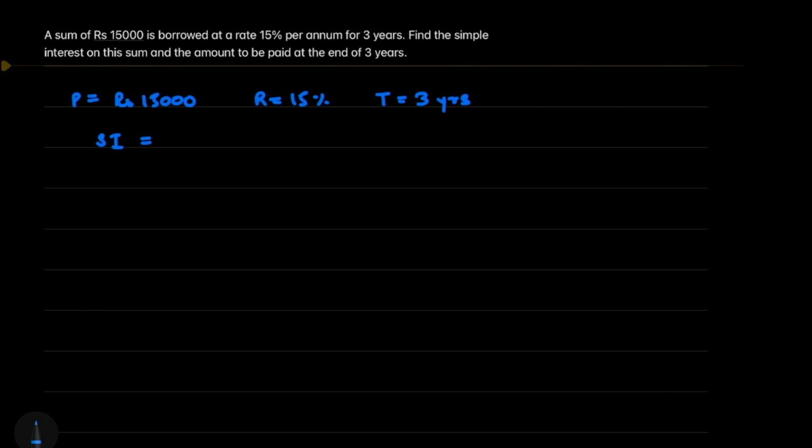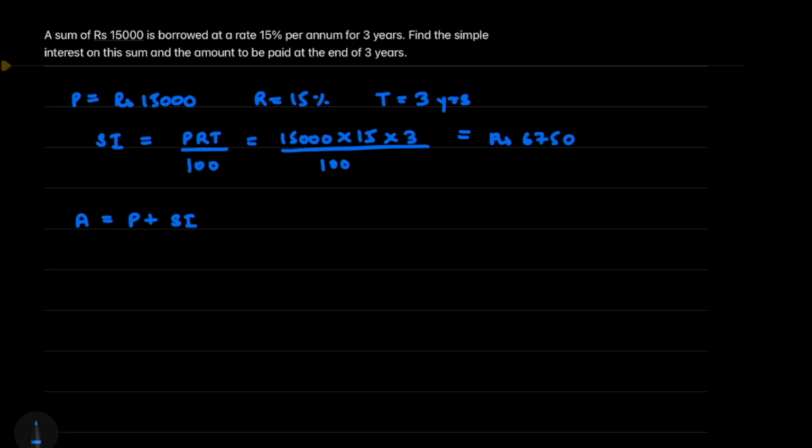For simple interest, we know the formula is PRT by 100. We'll quickly write that down as 15,000 into 15 into 3 by 100, and this comes out to be rupees 6,750. On top of it, we can find the amount as principal plus simple interest. That comes out to be 15,000 plus 6,750, which is rupees 21,750. That's a very simple question, and that's how we calculate our simple interest and amount. This is the kind of question that's going to come in most of the exams.